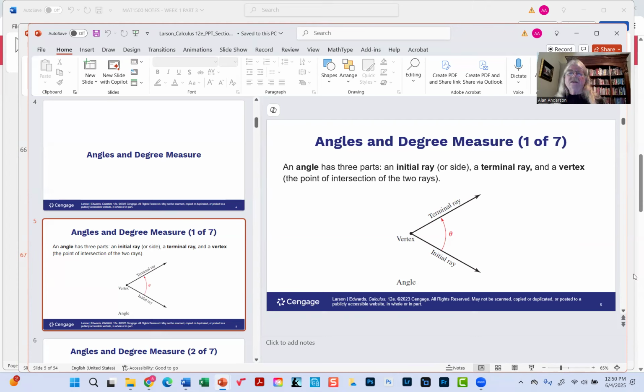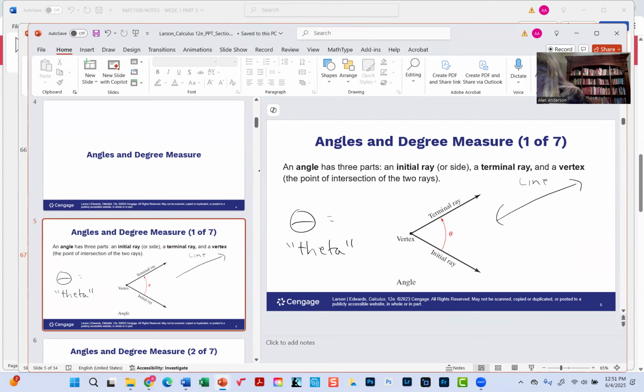Now, also, I want to remind everyone that we often see the Greek letter theta used to represent angles. And one more thing, I want to remind you that a line in geometry goes on forever in both directions. But a line that has a specific starting point and then goes on forever is often called a ray. Okay, so here's a line and here's a ray. It has a specific starting point here.